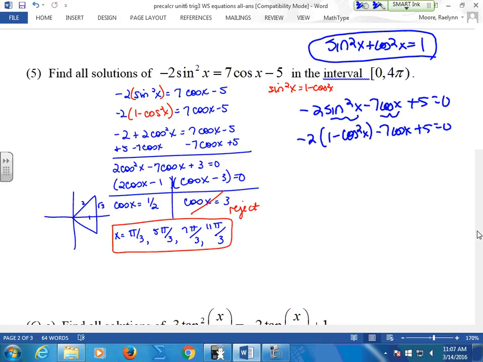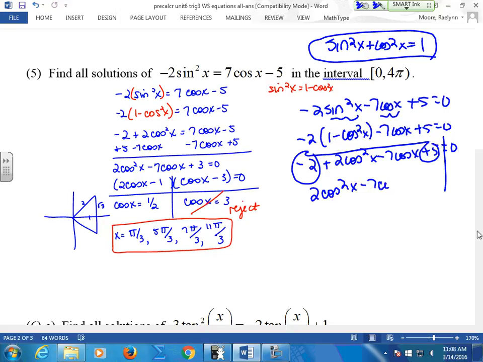When you do all this, and you get them to one side, just be careful. You want this on all one side. Let's just do it this way in case you did it this way. You're on one side of the equal sign. A negative 2 and a positive 5 give you positive 3. So 2 cosine squared minus 7 cosine x plus 3.